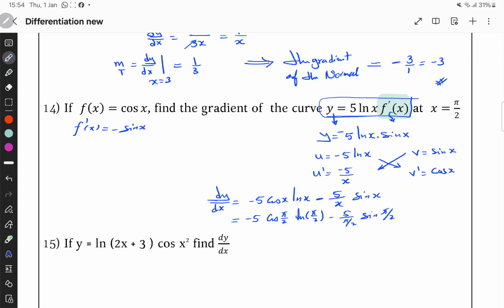And everyone knows that in the unit circle, pi over 2 is equivalent to 90. So that point will be 0 and 1. So cosine equals 0, that term will be 0, and sine equals 1 times 5 over pi over 2. Using a calculator, it will be negative 5 over pi over 2, or negative 10 over pi. I think that's it.